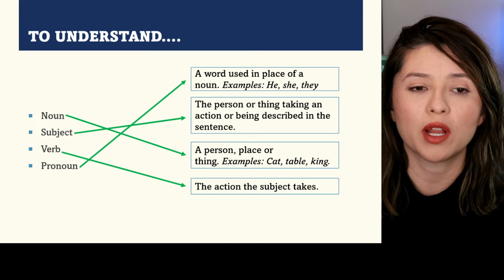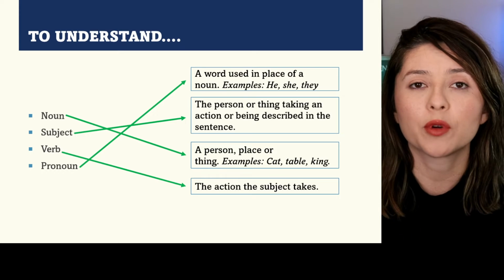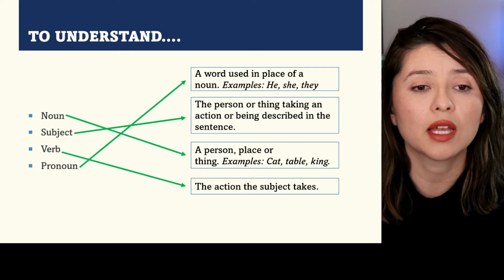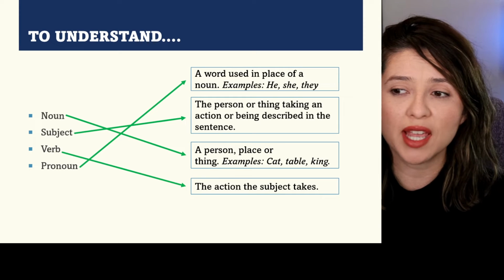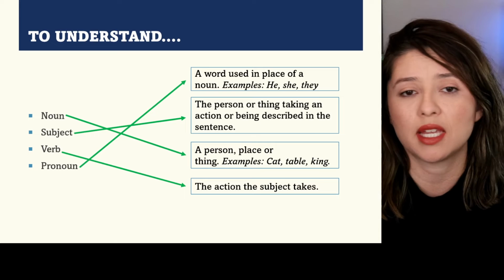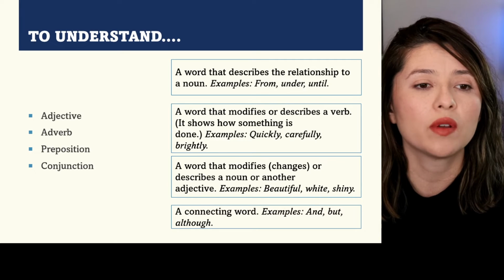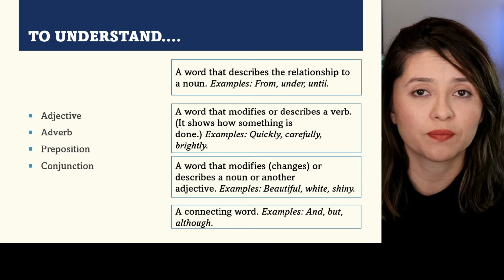Then you have the pronoun, which is a word used in place of a noun. So a pronoun is a word used in place of a noun. So instead of saying Drielle, you can say she. Instead of saying microphone, you can say it. Next thing you need to know is about adjectives, adverbs, prepositions, and conjunctions.